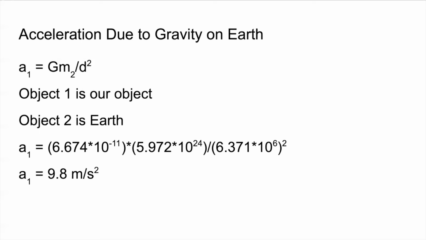Yes, the distance does depend on whether or not the object is elevated. However, it doesn't really matter because usually the elevation is only about like 10 meters or something, and that is hardly anything compared to the radius of Earth. So that's why we can just plug in the radius of Earth for d. So now solving for a1, you get that a1 is equal to 9.8 meters per second squared. This is why the acceleration due to gravity on Earth is 9.8 meters per second squared.